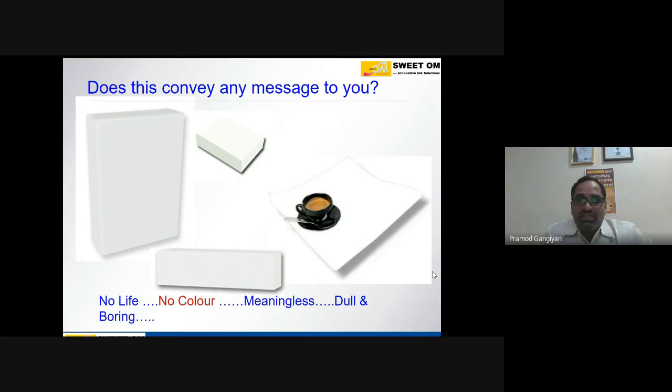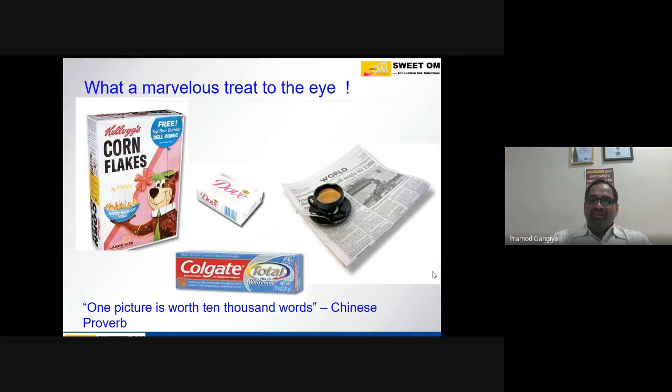Okay. What does this convey? Does it convey something to you? No, it doesn't convey anything. I can see some bricks over there, some peas, some black and some paper at the bottom. No color, no life, no meaning, no coatings, nothing is there. So life is very boring, right? What does it mean? Just take these two pictures.